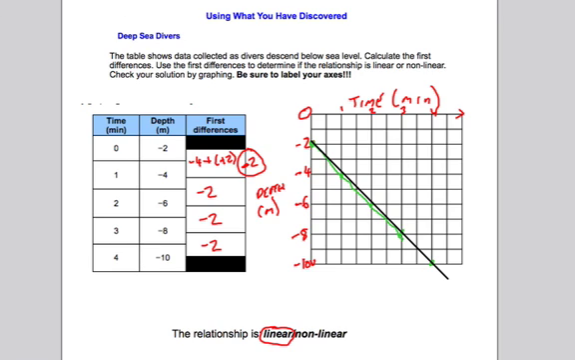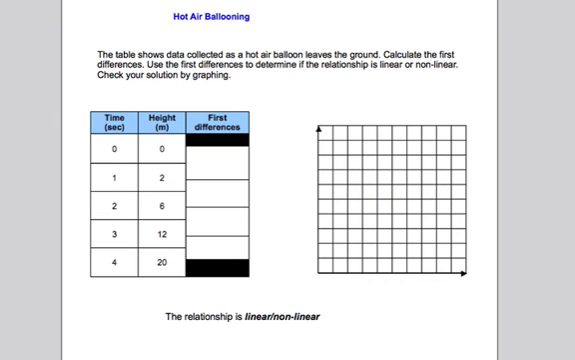So going on to the next example with the hot air balloons, you're asked to find the first difference here. So we're going from 0 up to 2. So that's a first difference of +2. Then we're going from 2 to 6, and that's the first difference of +4. Then from 6 to 12 is +6, and 12 to 20 is +8, first difference.